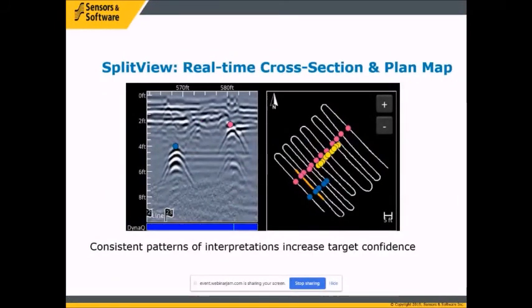So adding interpretations is easily done right in the field by touching the screen at the top of the hyperbola as you're collecting data. You can also add point interpretations after you've finished collecting the line and are reviewing it on the display unit.